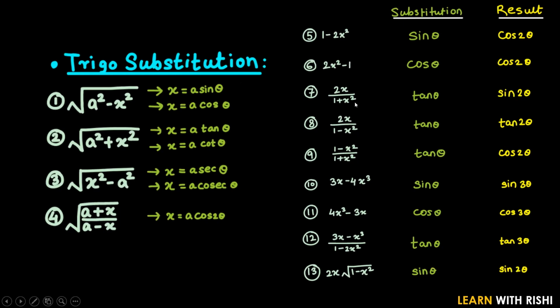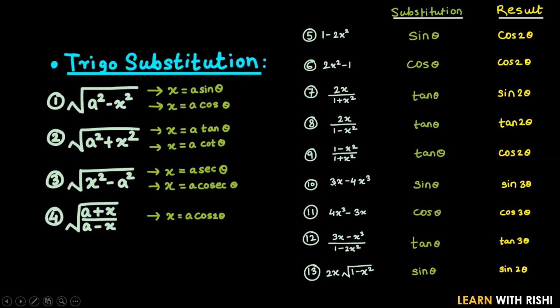2x upon 1 plus x square. If you substitute here tan theta, it will be 2 tan theta upon 1 plus tan square theta. It is nothing but formula for sine 2 theta. Similarly, 2 tan theta upon 1 minus tan square theta is tan 2 theta. Then 1 minus tan square theta upon 1 plus tan square theta is cos 2 theta. Then we have formula for sine 3 theta, cos 3 theta, tan 3 theta.